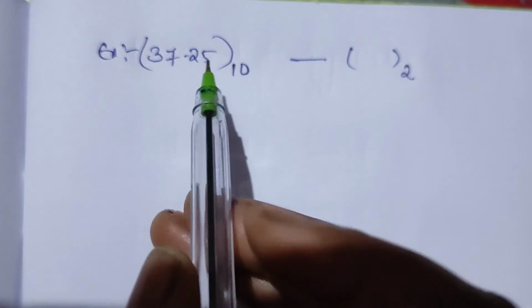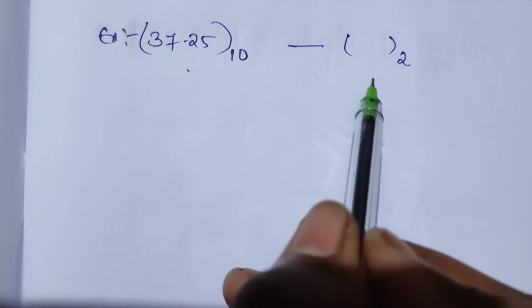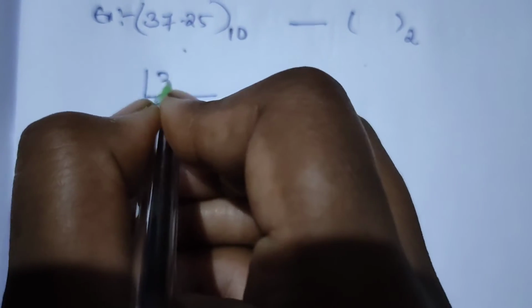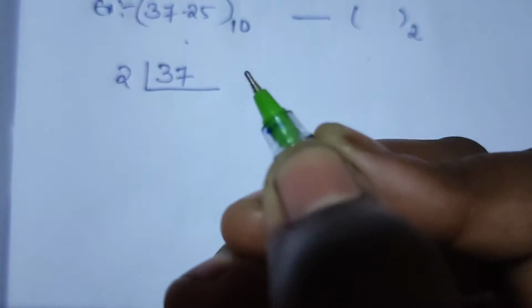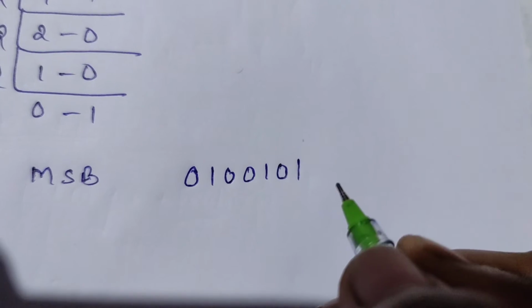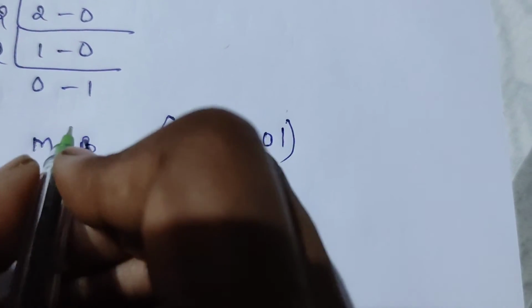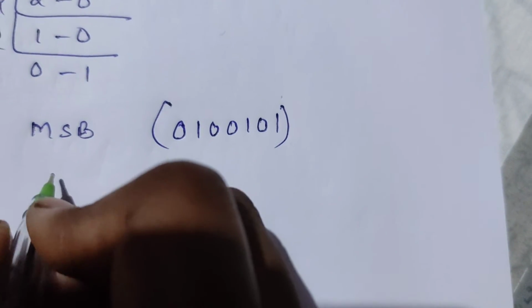With an example, we are converting into binary. The example is the previous one, 37.25. In step 1, the integer part is converted by dividing with base 2. The first obtained remainder is LSB and the last one is MSB. So take down from MSB to LSB. So this is the binary equivalent of the decimal value 37.